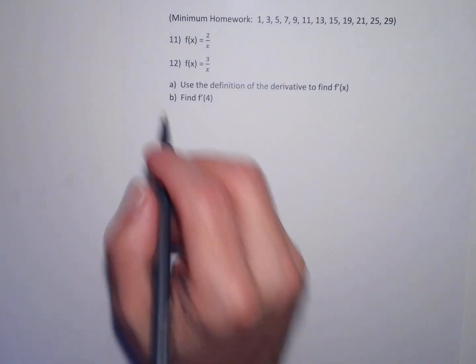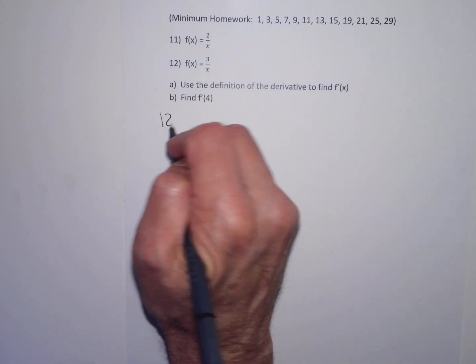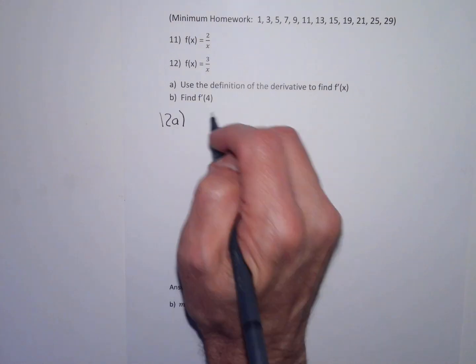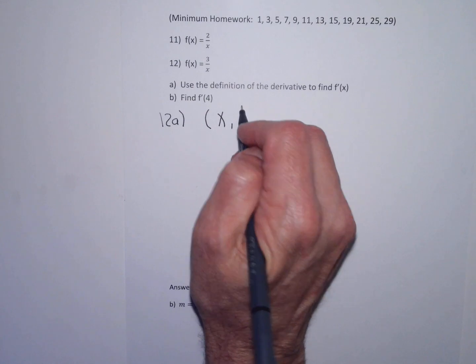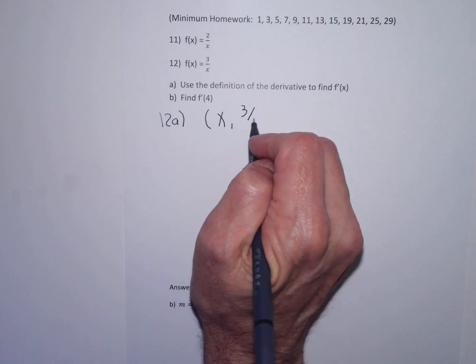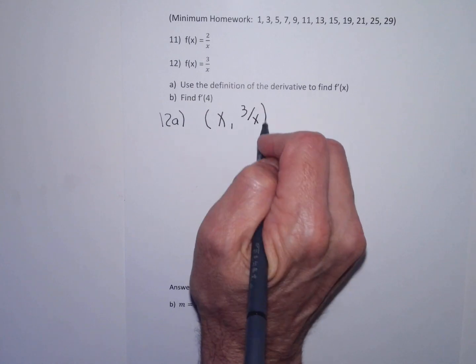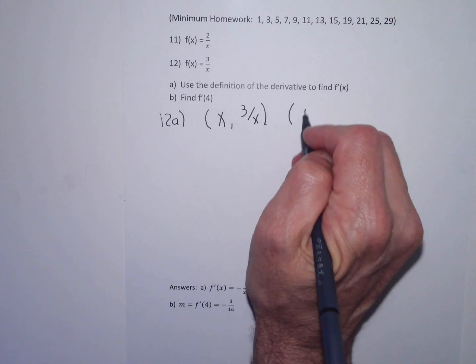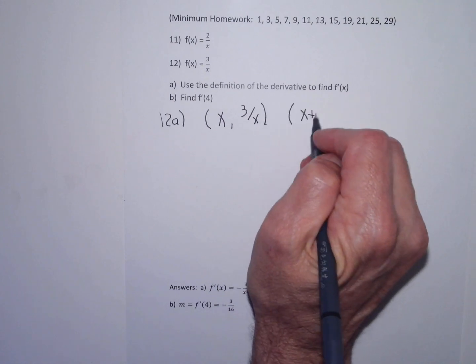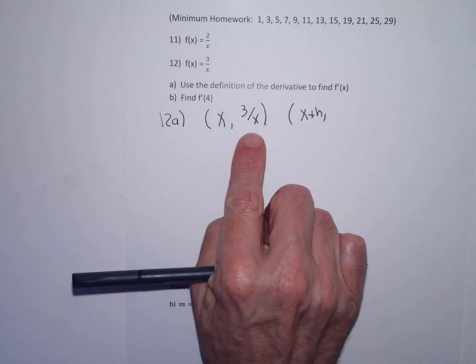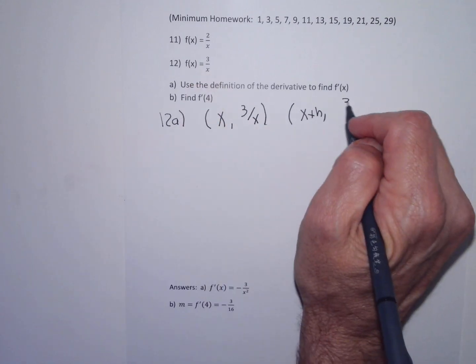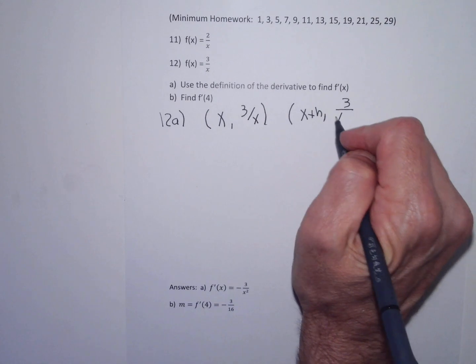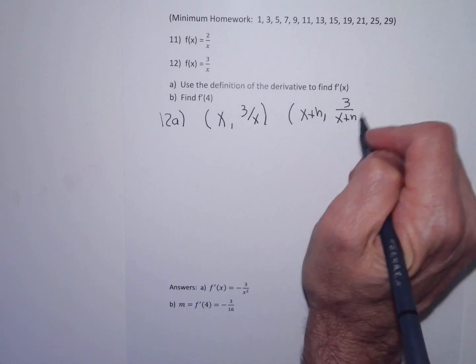The first point in 12a, its x coordinate is going to be x. Its y coordinate is going to be 3 over x. That's easy. In fact, the second point, its x coordinate is x plus h. Its y coordinate happens when you change that x to x plus h. It's 3 over x plus h. Here's my 2 points.